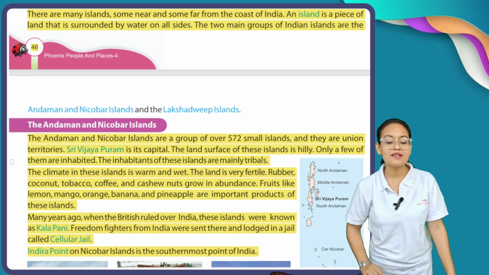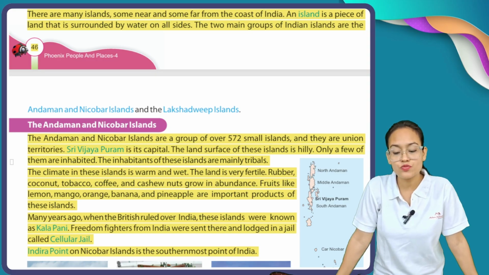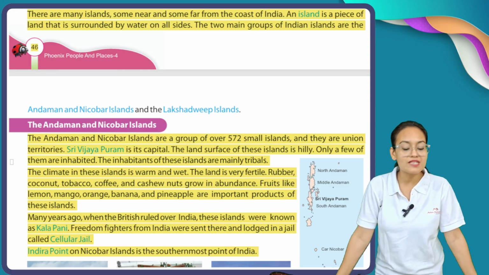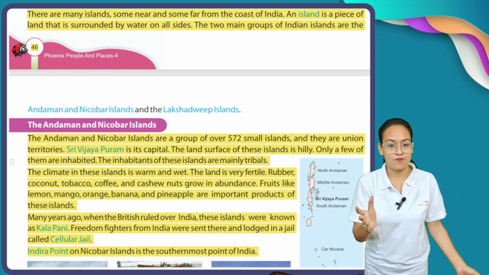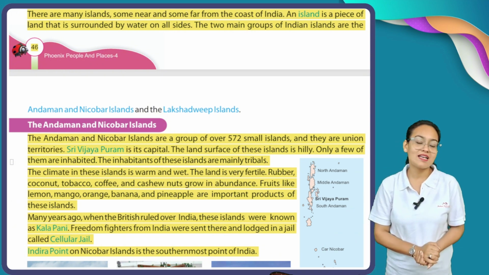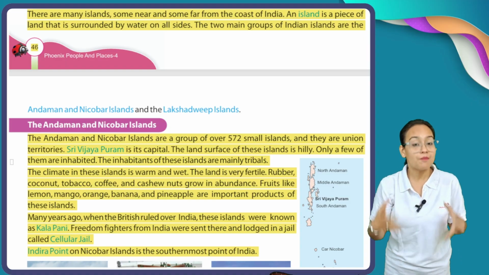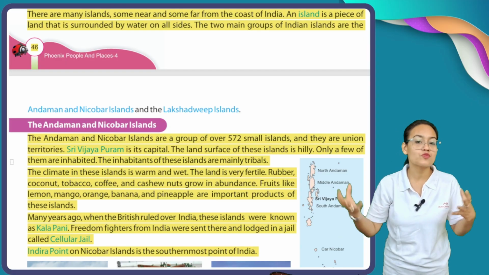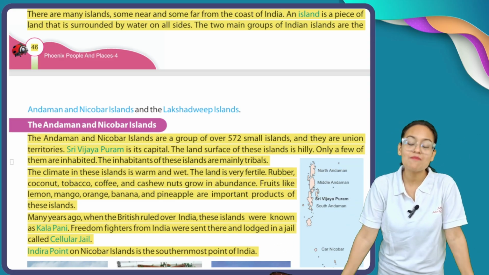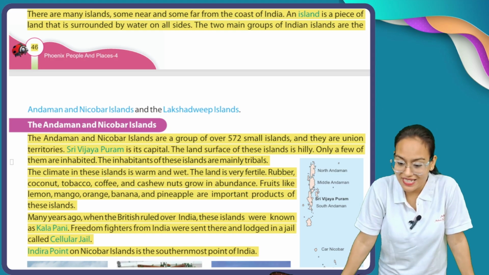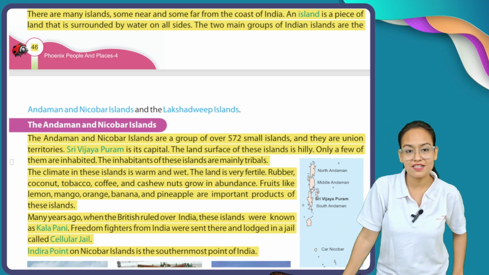The Andaman and Nicobar Islands are a group of over 572 small islands, and they are union territories. Sri Vijayapuram is its capital. Now, Andaman and Nicobar Islands are the combination of 572 small islands. Means 572 small and big islands combinedly form an island, which we name Andaman and Nicobar Island. Okay, and Andaman and Nicobar Island is a union territory of India.